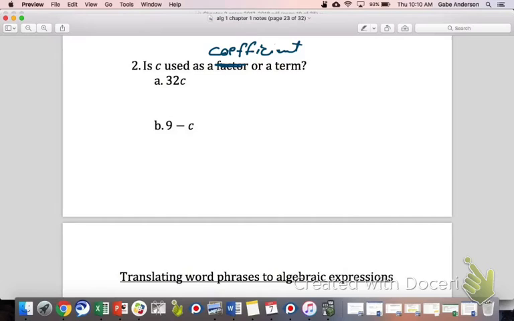I want you to write this down on your page, okay? Factor is a correct word, but I think coefficient would be more consistent with what we just talked about. So put either coefficient or term. Is C used as a coefficient or is C used as a term? Give you just another moment here to figure it out.